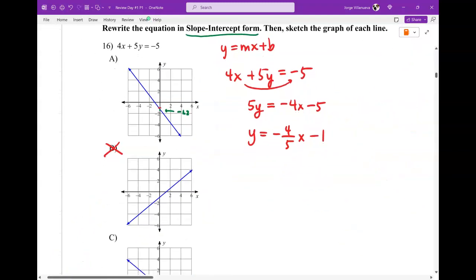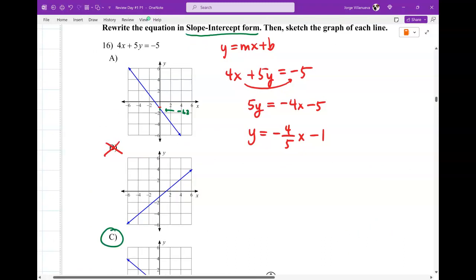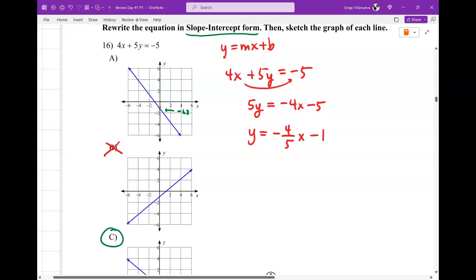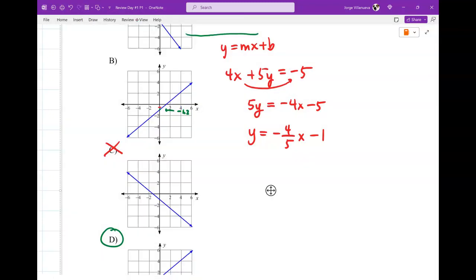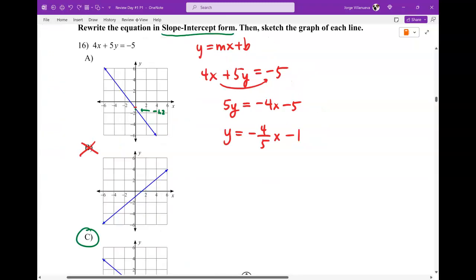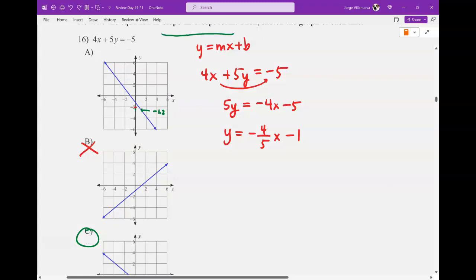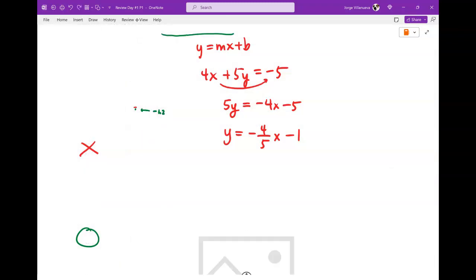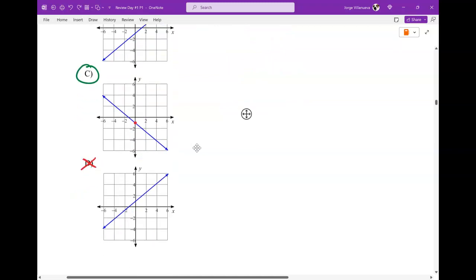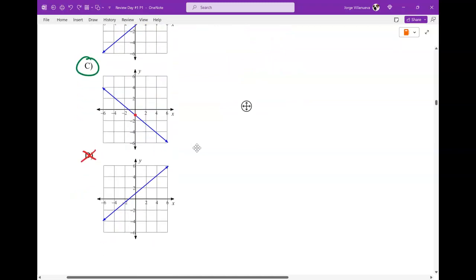The answer is C. But I don't like how close the answer is to being A or C. But C does the right thing. It does pass through the right place. Hold on, I got it. Right on it, and there we go. All right. So yeah, that one's kind of confusing. I wanted to make sure that we went over that one.